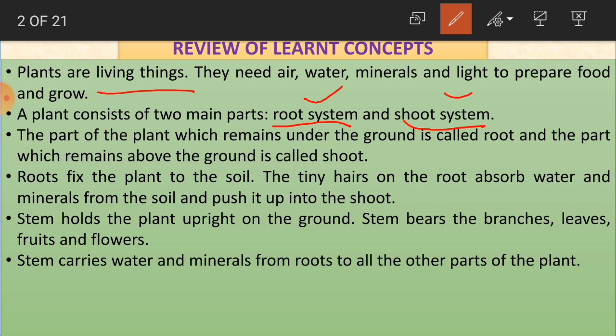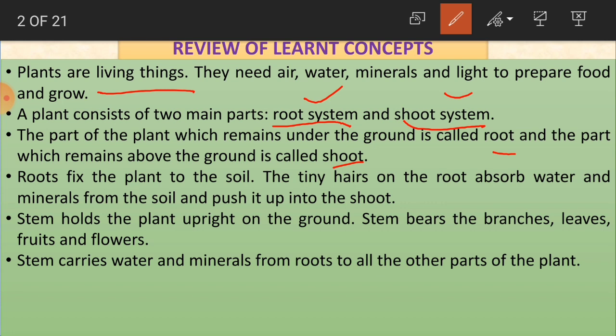The part of the plant which remains under the ground is called root, and the part which remains above the ground is called shoot. Roots fix the plants to the soil. What do these roots do? They fix the plant to the soil. The roots are buried inside the soil and make the plant stand above the ground. And the tiny hairs on the root absorb water and minerals from the soil and push it up into the shoot.